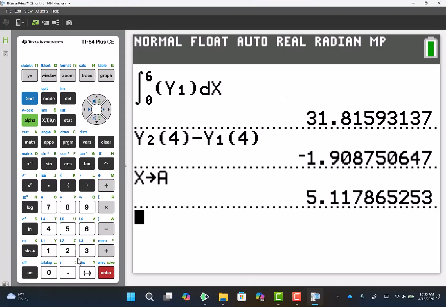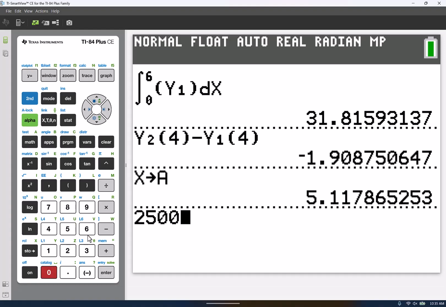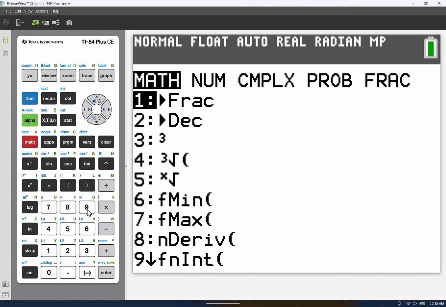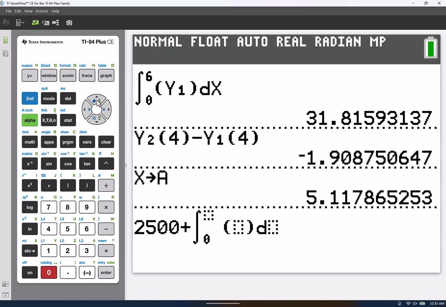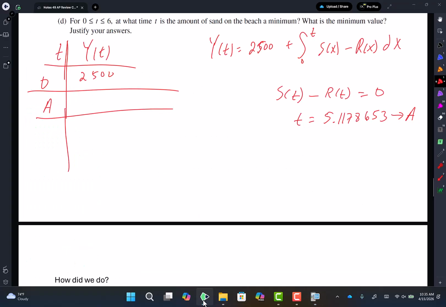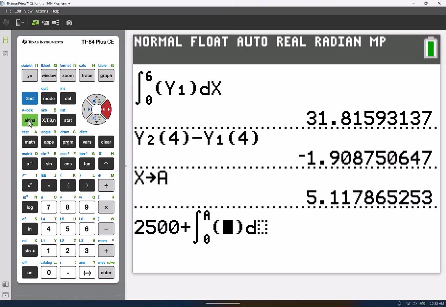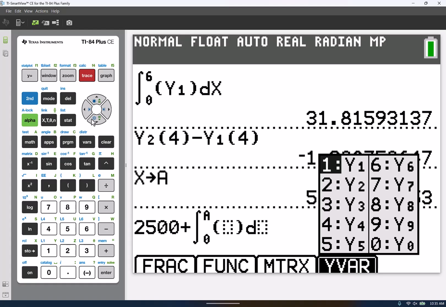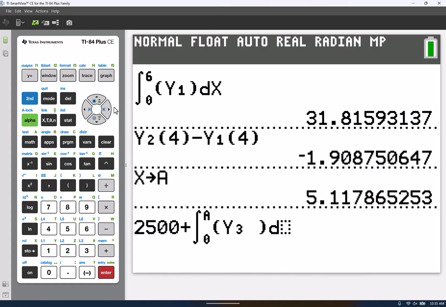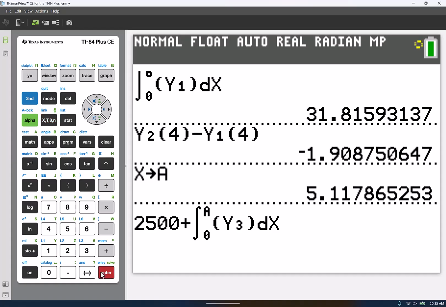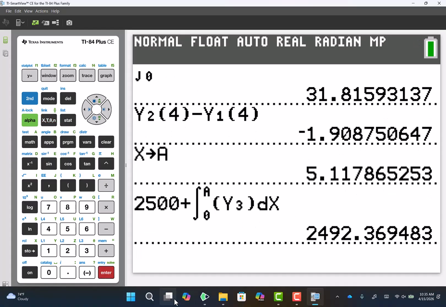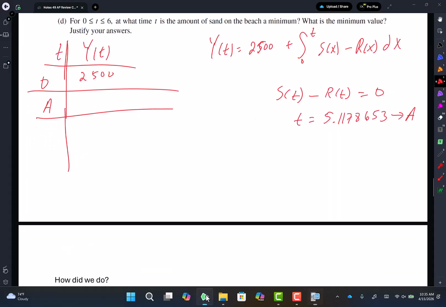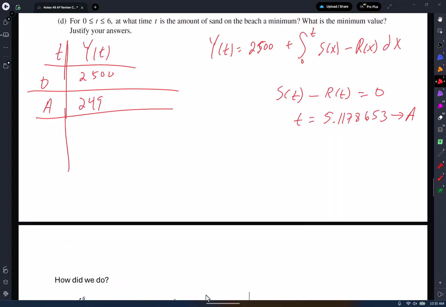I'm going to go 2,500 plus math 9 from 0 to A. Do I already have the rate in Y? I do, in Y3, right? Alpha trace Y3 and X. Bam. 2492.369. And then don't forget, you got to check your 6 to make a global argument.